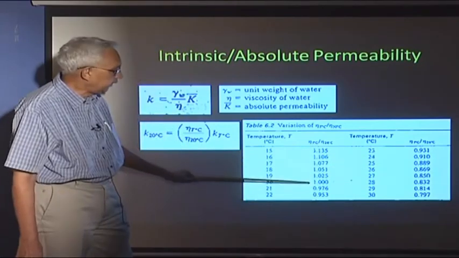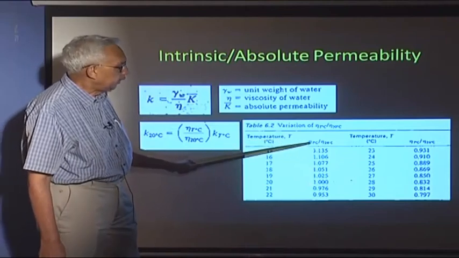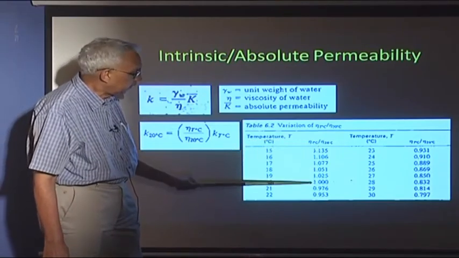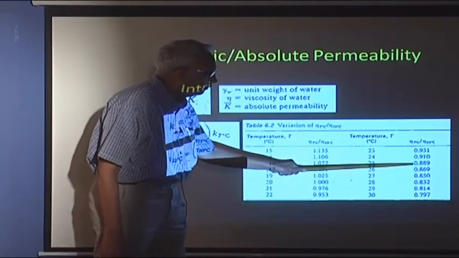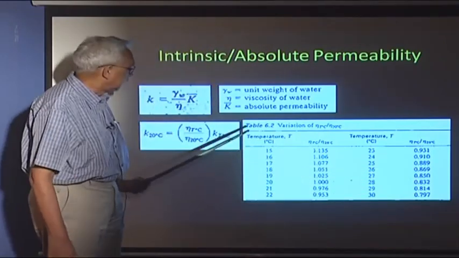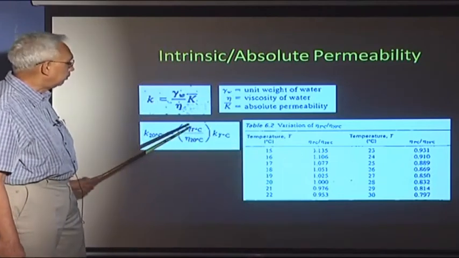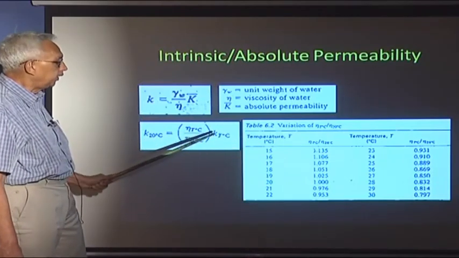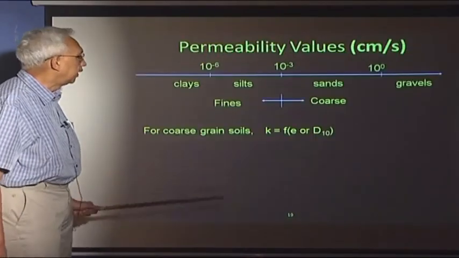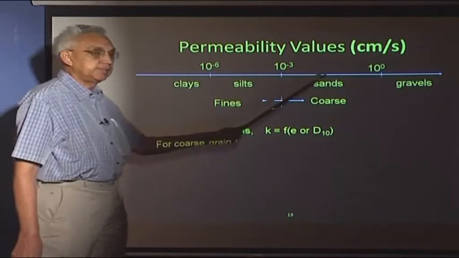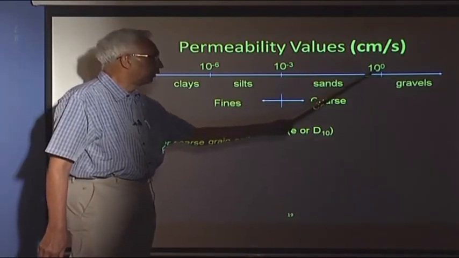So at 20 degrees, the ratio at any temperature by 20 is 1, but let's say you are looking at something like 25 degrees, the coefficient becomes 0.89. So the permeability at 20 degrees will be 0.89 times the permeability you have measured in the lab. The range of values: gravels more than 10 to the power of 0, which means 1 centimeter per second.